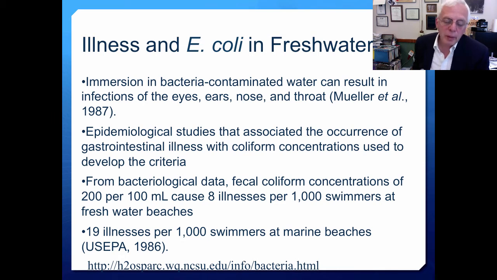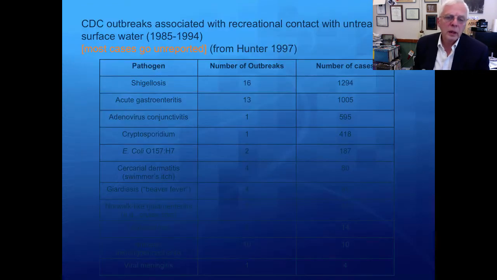Marine beaches are a little bit better at preserving some of the pathogens, and so the same kinds of counts are associated with 19 illnesses per 1,000 swimmers in saline waters. So they're a little bit different in fresh waters and in saline. But generally, there's not a lot of work done on this, and probably whatever region you're in, if you're dealing with fresh waters, there are probably not specific epidemiological studies that have been performed on them.